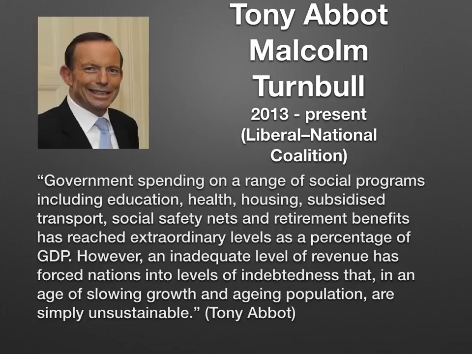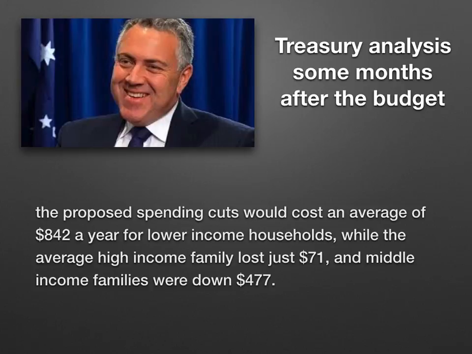And so it's interesting that the Howard government, 1996 to 2007, and the Rudd government delivered about $169 billion worth of income tax cuts. So one of their first options would have been to increase the tax take, but instead they cut a whole range of social programs. And a Treasury analysis after their first budget, some months after the first budget, said the proposed spending cuts would cost an average of $842 for lower income households.